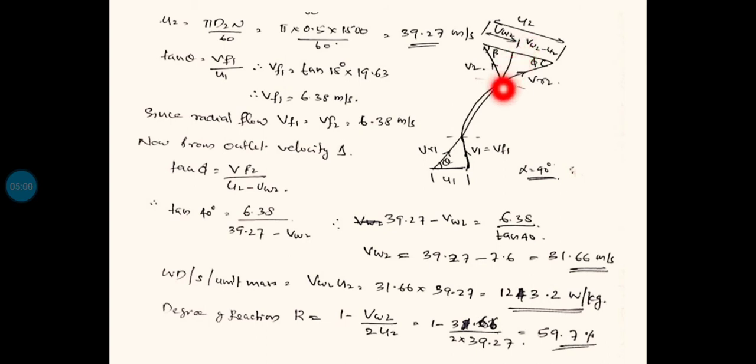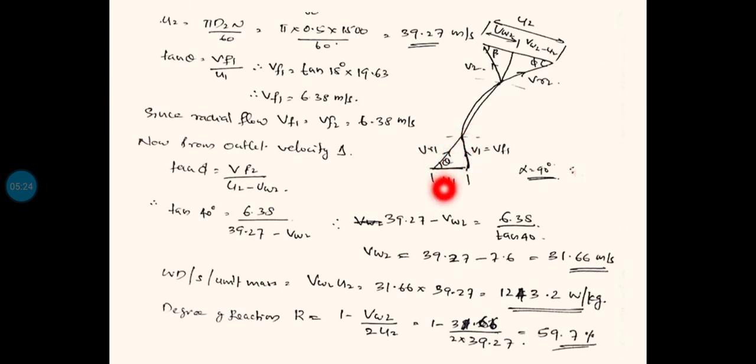Horizontal component Vw2 and vertical component is Vf2. Since radial inlet Vf and no other loss is mentioned, Vf1 equals Vf2. So from the inlet velocity triangle, tan theta equals opposite by adjacent, so Vf1 by u1. We want to find out Vf1, that's why I am taking this Vf1. So tan theta equals Vf1 by u1.